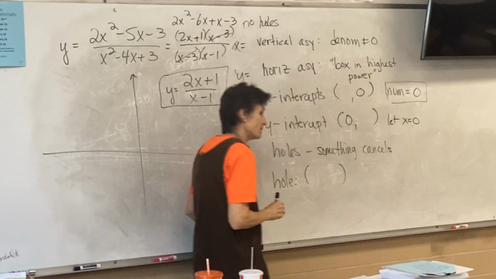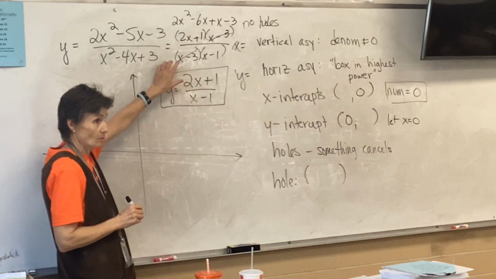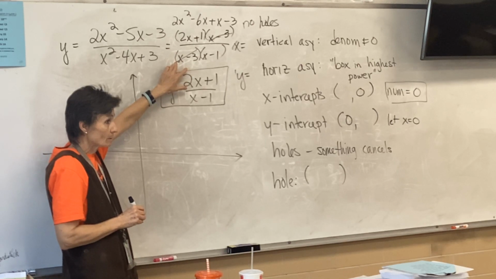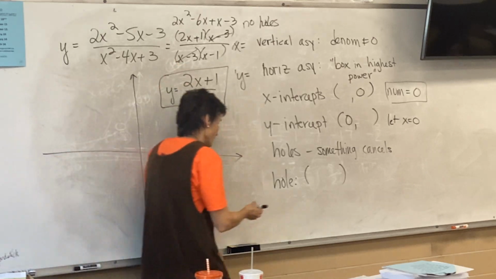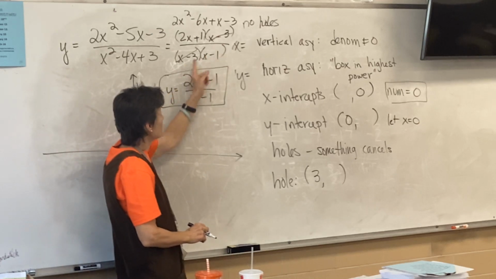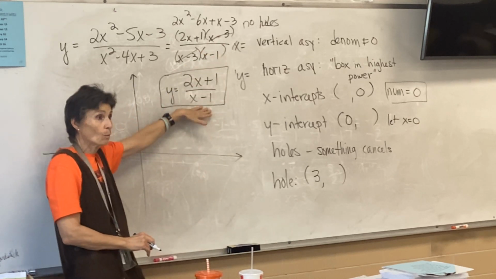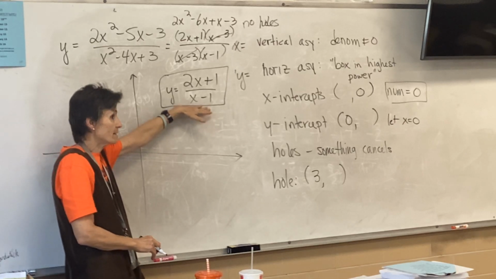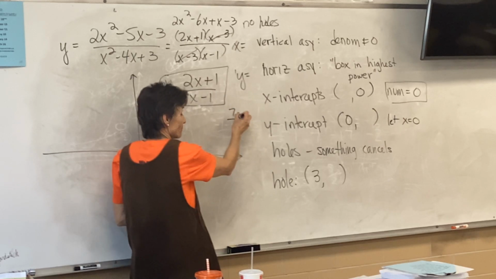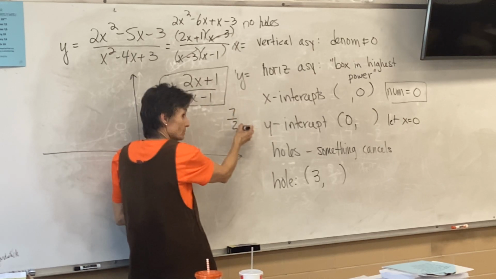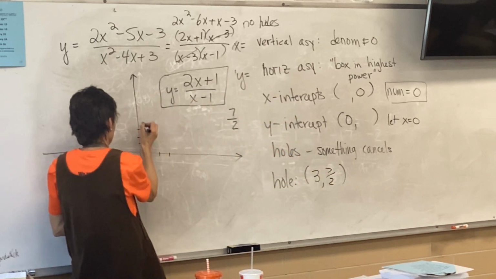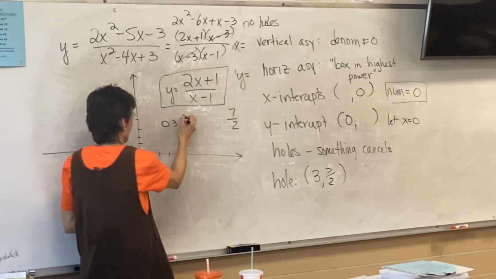Where is the hole going to be this time? Look at what canceled. What is your x? 3. Thank you, Olivia. 3. And how will we find the y? Plug in 3 right here. So I'm going to get 2 times 3 plus 1, 7, over 3 minus 1, 2. So 3 comma 7 halves. Or 3 1/2.